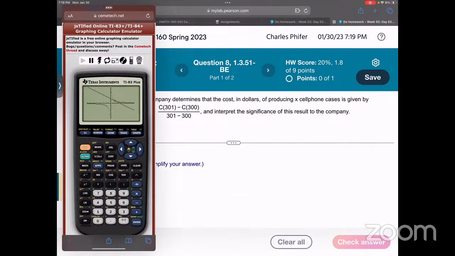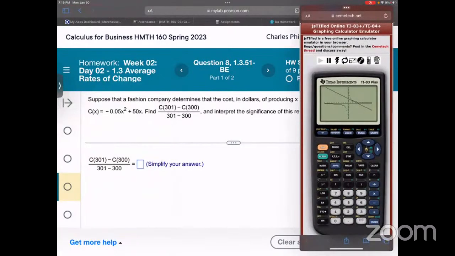Okay, so what I'm going to do, I'm going to put my cost function into my y equals. We have negative 0.05 x squared plus 50x. Then I just want to calculate the answer when x is 301, the answer when x is 300, and then subtract those two results. On the right-hand side, there's the clear button. This is a TI-83 Plus that I'm using here.